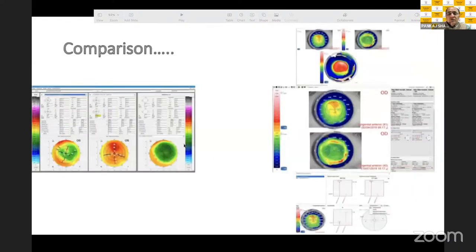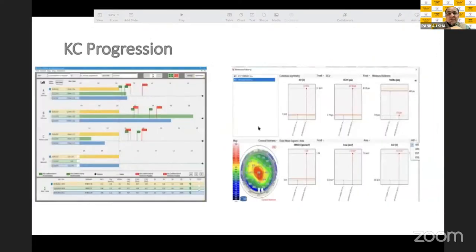Then you can also do comparison, meaning progression of keratoconus. You don't need to know the absolute values. If you do keratoconus screening at day one and after 6 months, and you go to the comparison, it will show a red flag. The thickness is now a red flag, something needs to be done. The elevations are a red flag. The ectasia is a red flag.